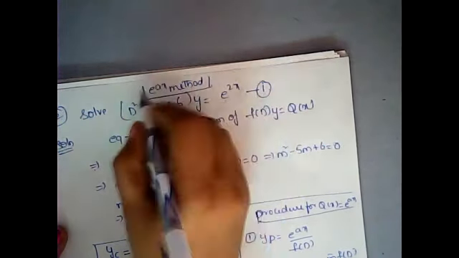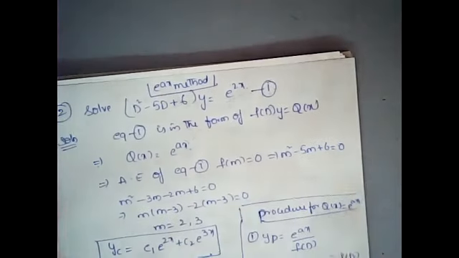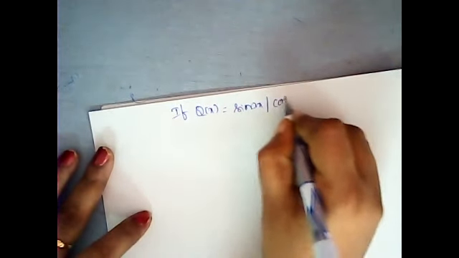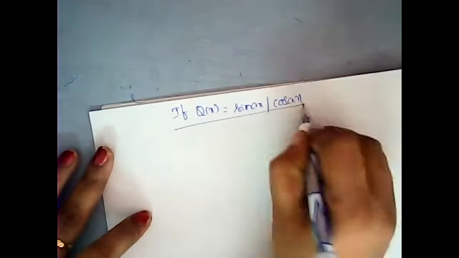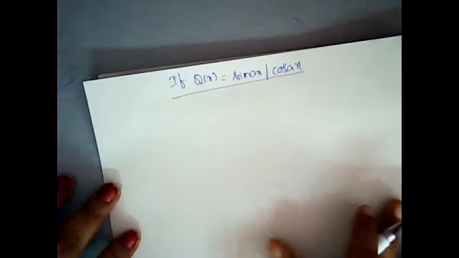Okay, if Q of x is equal to e power ax, that is one method. Now let us go with one more method. Suppose Q of x is equal to sine ax or cos ax method.